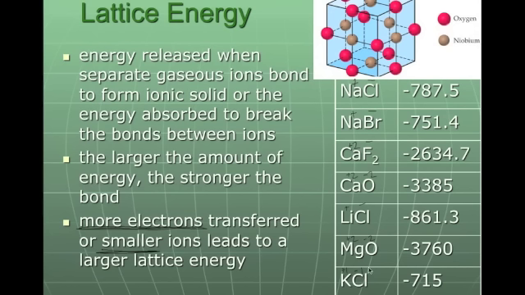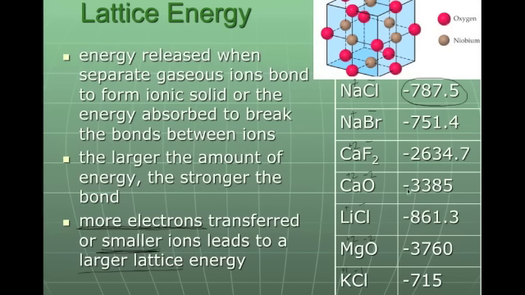So I want to point out here, look at sodium chloride compared to sodium bromide. Sodium chloride has a slightly larger lattice energy. And the reason for that: the two sodiums are the same size. But comparing chlorine and bromine, chlorine is a smaller ion than bromine, and because it's a smaller ion, there's a larger lattice energy, because the sodium and the chlorine can nuzzle up closer together and form a stronger bond.